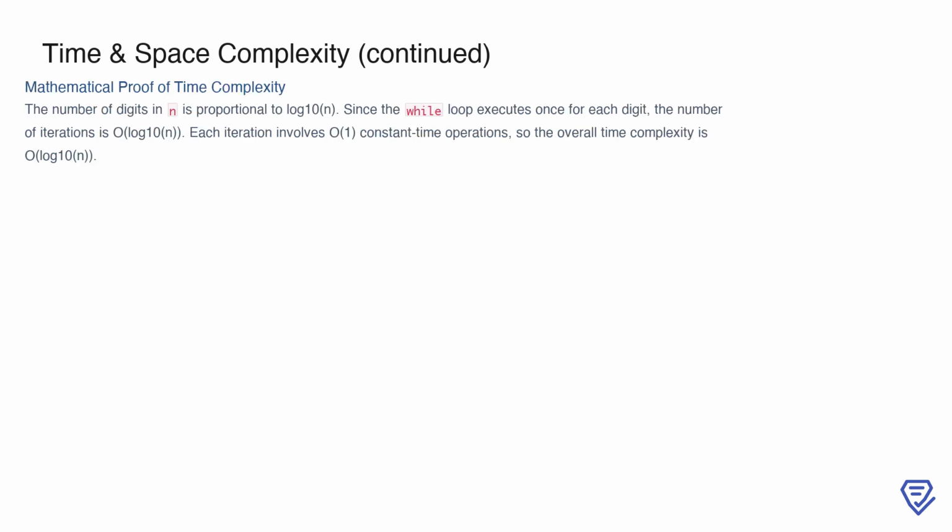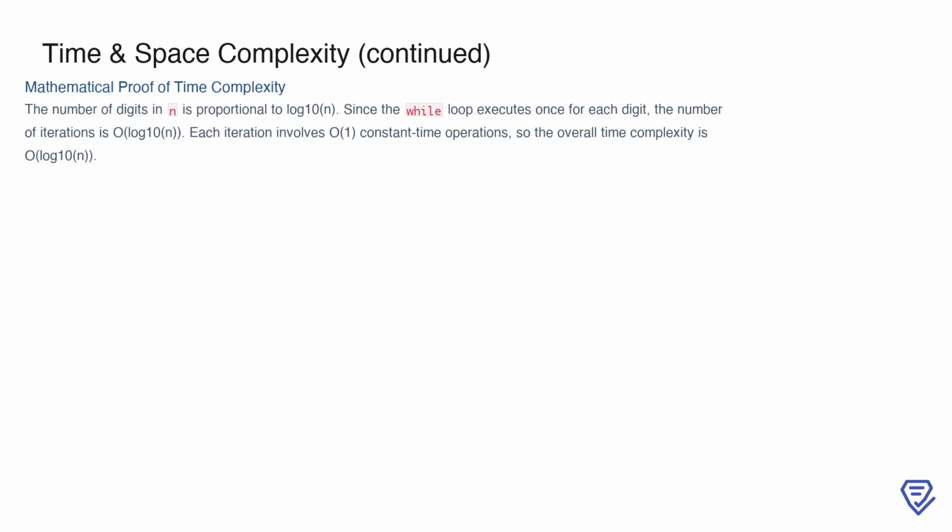To mathematically validate the time complexity, we note that the number of digits in n is proportional to log base 10 of n. Since the while loop processes each digit exactly once, the total number of iterations is O(log10 n). Within each iteration, all operations such as computing the lower, current, and higher digits, as well as the conditional checks, are constant time operations, or O(1). Therefore, the overall time complexity of the algorithm is the product of the number of iterations and the time per iteration, which simplifies to O(log10 n).